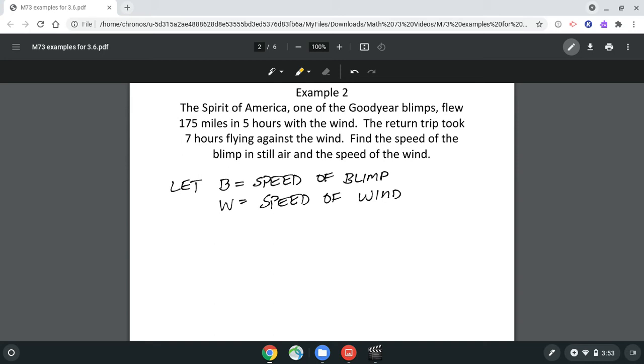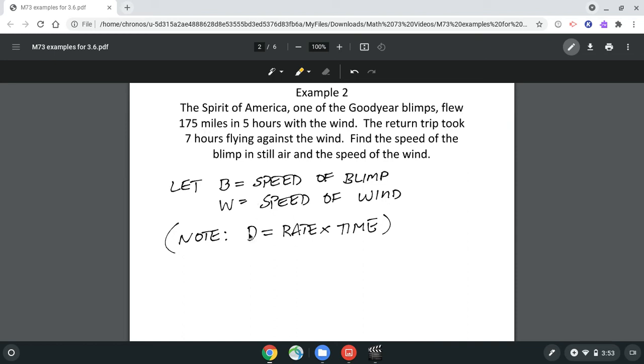Okay. And then also note, maybe you remember this distance formula. Distance equals rate, that's your speed, times time. Okay. Distance equals rate times time. So let's figure out that first one here.